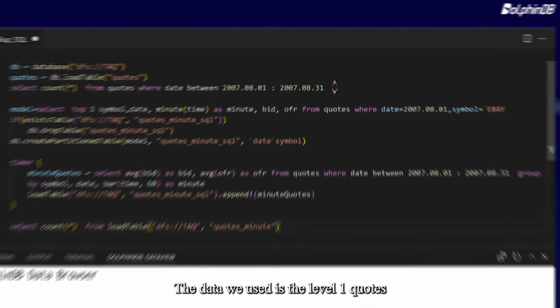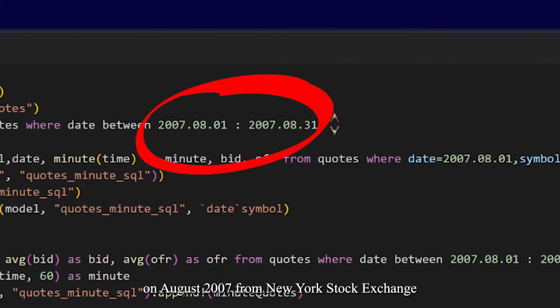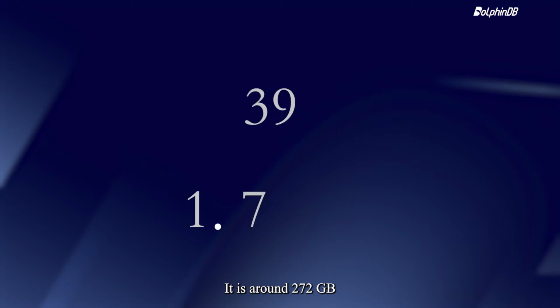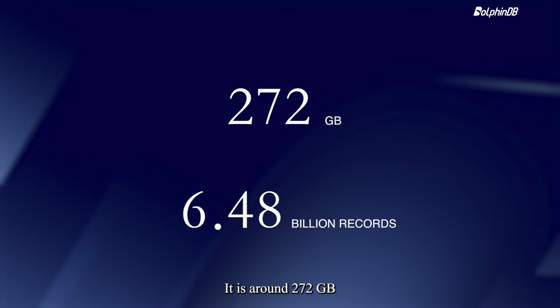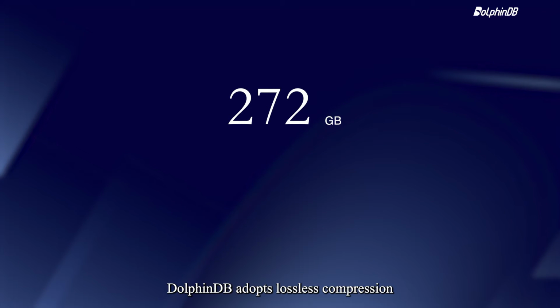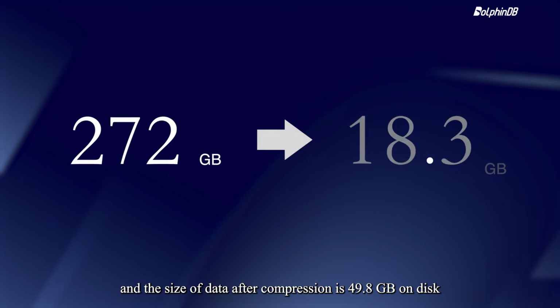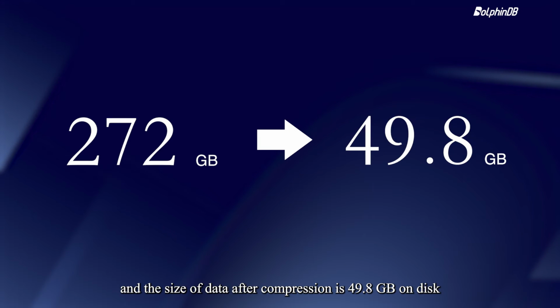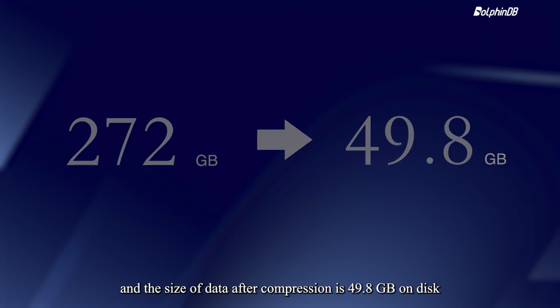The data we used is the Level 1 quotes on August 2007 from New York Stock Exchange. It is around 272 gigabytes, with 6.48 billion records. DolphinDB adopts lossless compression, and the size of data after compression is 49.8 gigabytes on disk.